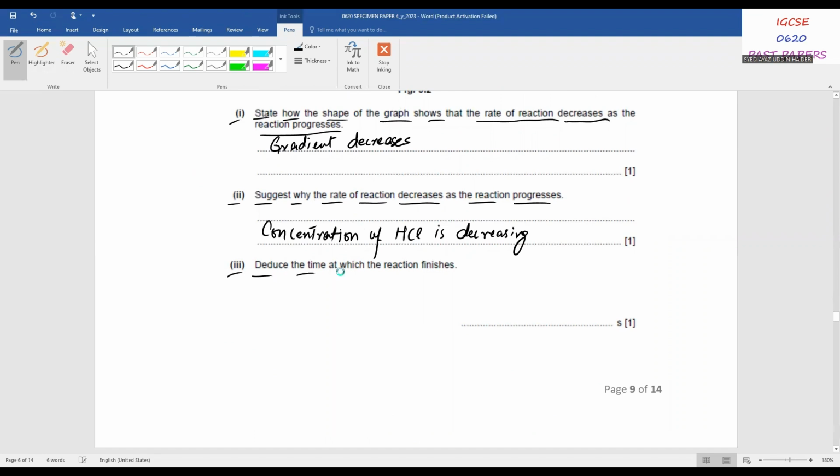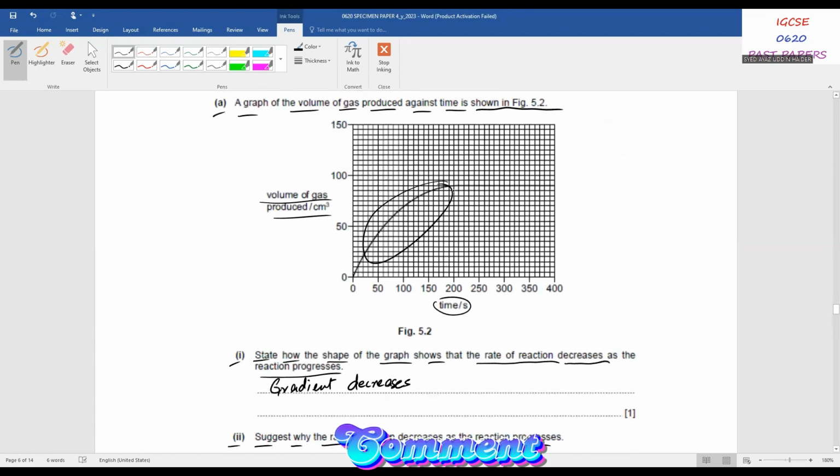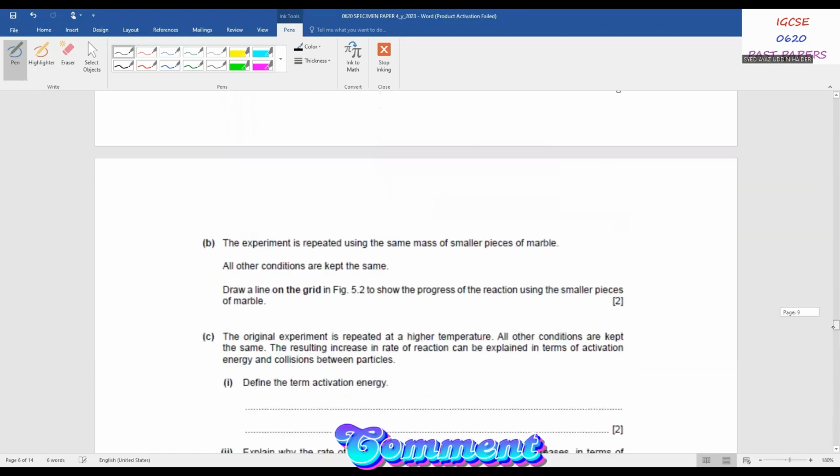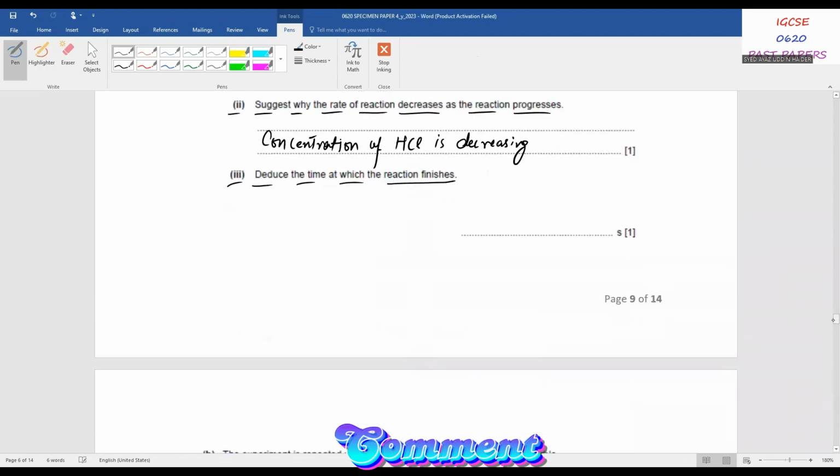Number 3, deduce the time at which the reaction finishes. You look at the time by looking at the graph. Find the time. It will be 200 seconds.